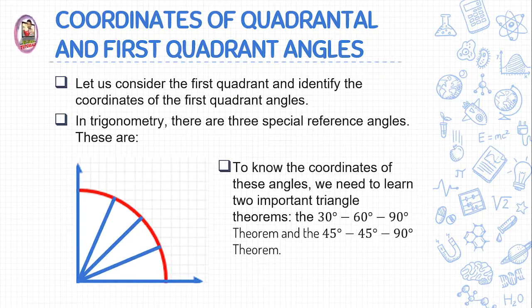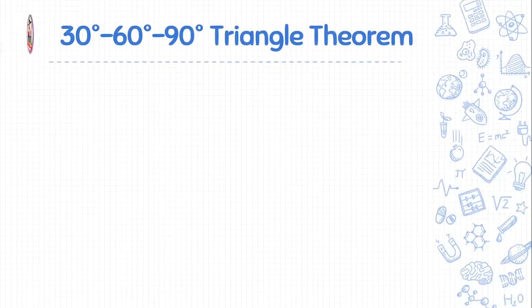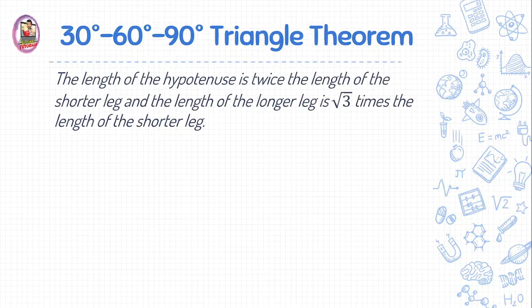To know the coordinates of these angles, we need to learn two important triangle theorems: the 30 degree, 60 degree, and 90 degree theorem, and the 45 degree, 45 degree, and 90 degree theorem. Let's talk about the first theorem, 30 degree, 60 degree, and 90 degree triangle theorem. It states that the length of the hypotenuse is twice the length of the shorter leg, and the length of the longer leg is square root of 3 times the length of the shorter leg.